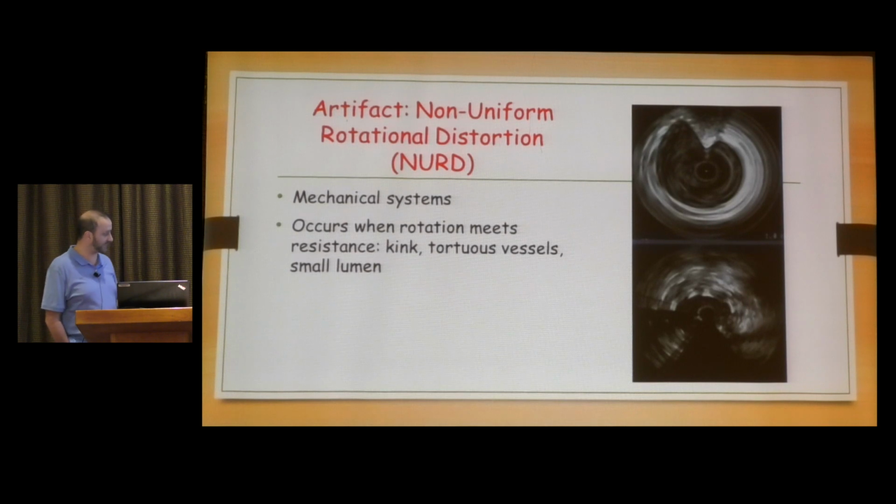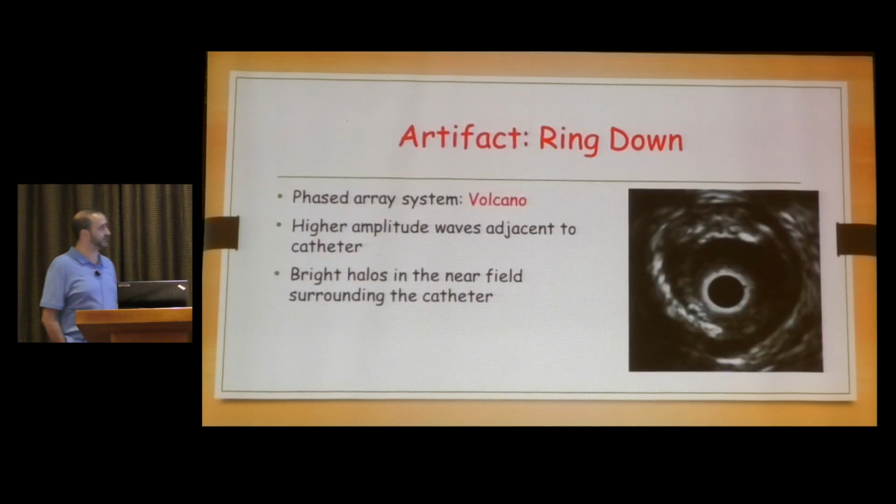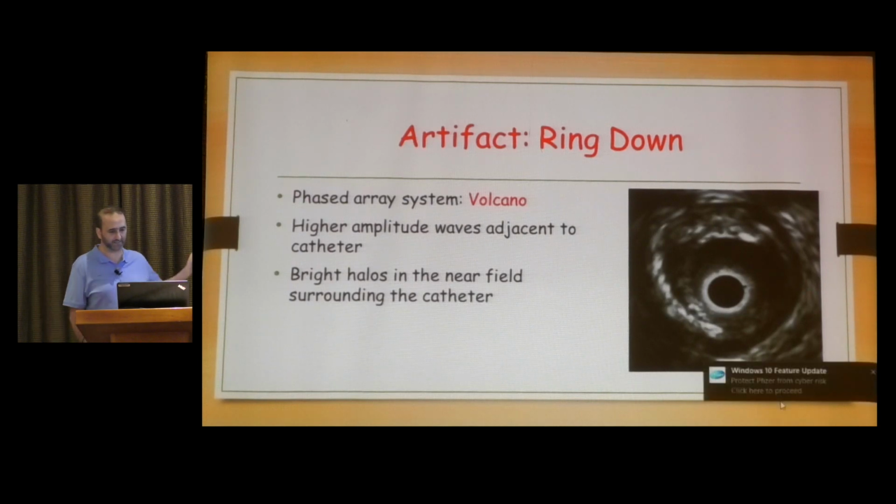This is called NERD, and this is only seen in the mechanical systems because this system has to rotate. If there's a kink in the system or there's a tortuous vessel, we can have a missing area, and it happens again in the mechanical Boston Scientific system, or if you have a small lumen, because the rotation will not be smooth. Ring down is mainly seen with the Volcano system, where you have a white halo around the catheter, and you can avoid that when you get the catheter to the tip of the guiding catheter. You push down on the ring down, almost like normalizing that area and getting rid of that artifact.